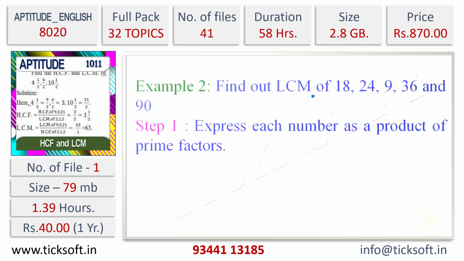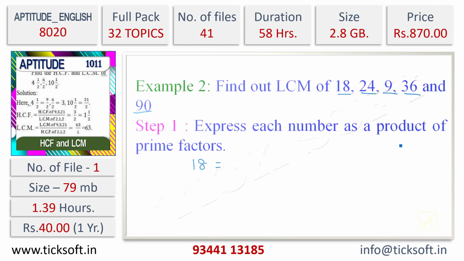Here the question is find out LCM of 18, 24, 9, 36 and 90. So here we have totally 5 numbers and we are going to find out the LCM of these 5 numbers by using the prime factorization method. So step 1 here is express each number as a product of prime factors. So here this 18 can be written as what?